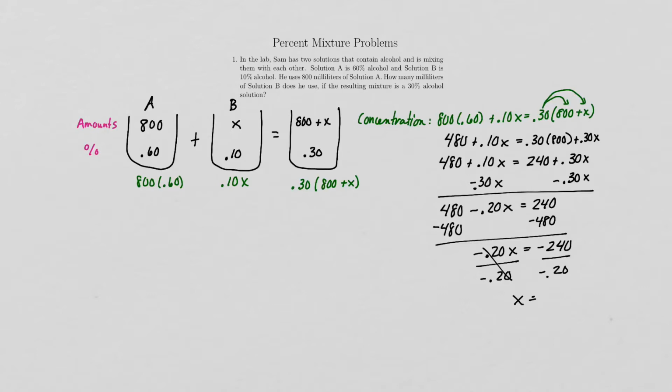So x is going to be 1200. So I'm going to need 1,200 milligrams of that 10% solution.